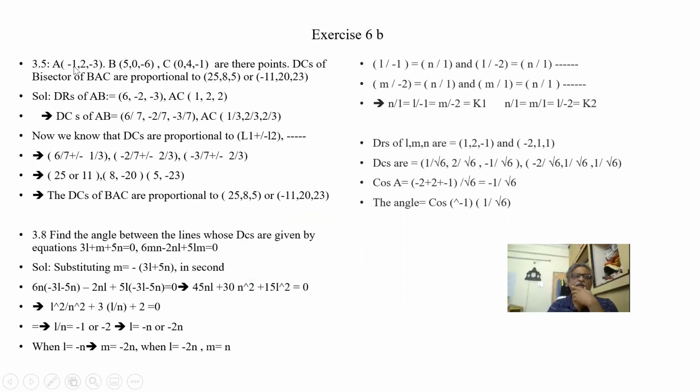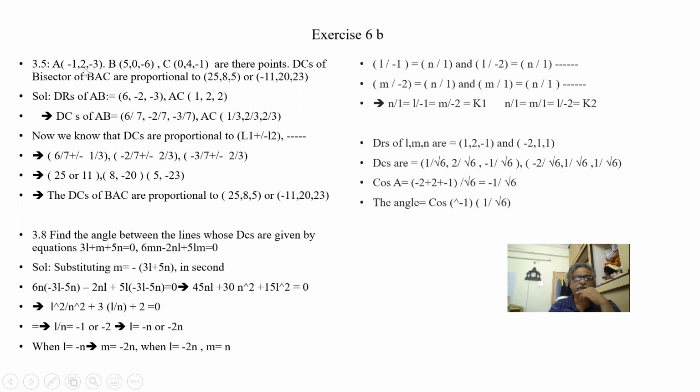Let us see another problem. A, B, C are given three points. The DCs of the bisector of BAC are proportional to this. This is what we have to prove. So we have to find the DCs of the bisector. The proportion is L1 plus L2, M1 plus M2, N1 plus N2, plus or minus.